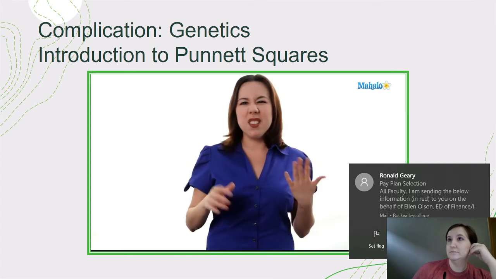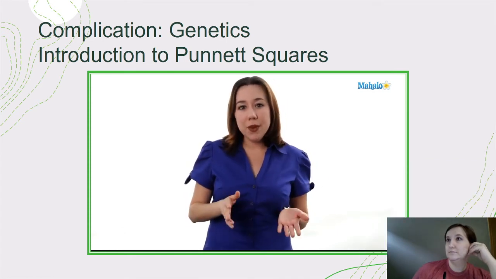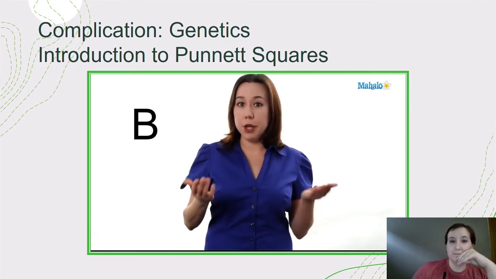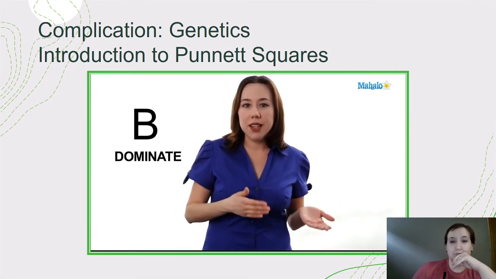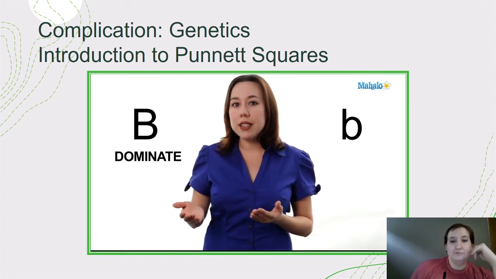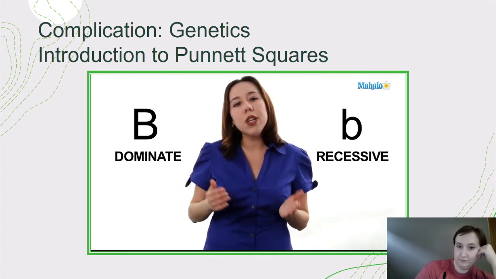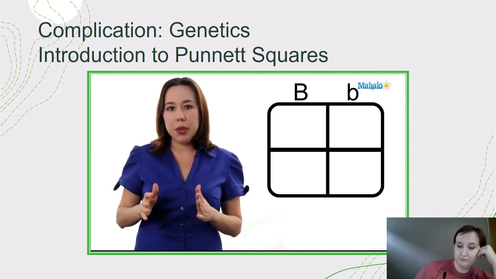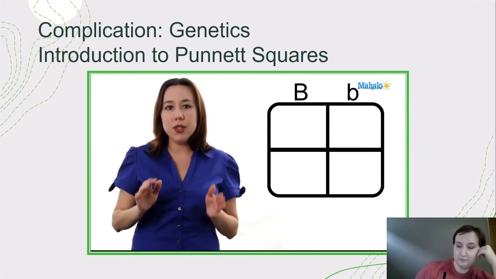You can make up any letters you want. However, in any relationship, a capital letter or a big letter, like say big B, is going to be for the dominant. And a little letter, or a lowercase letter, in this case little b, is going to be for the recessive. Okay, so we have the father, big B, little b. He's heterozygous, meaning he has 2 different alleles.